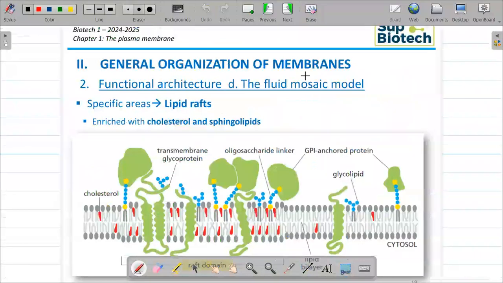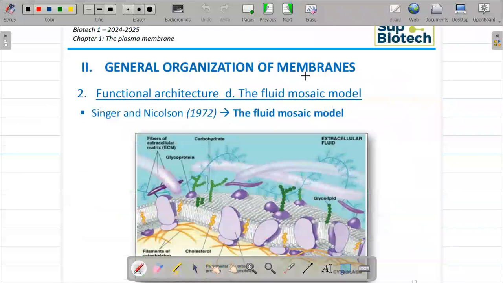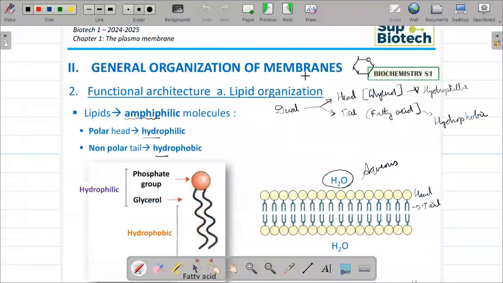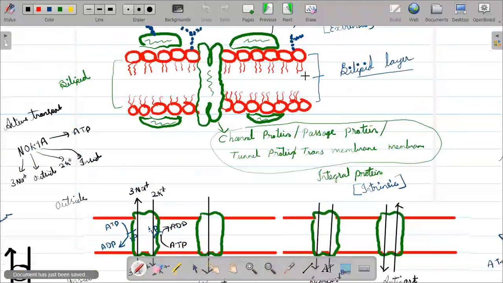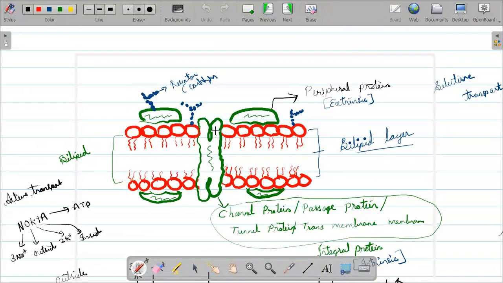Sir, I have one more doubt. In this fluid mosaic model, here we are talking about only the movement of molecules through the passage of integral proteins that are needed for the cell. Yes, exactly. Where's the diagram here? Yes, we are talking about the channel proteins. So the channel protein should be free.